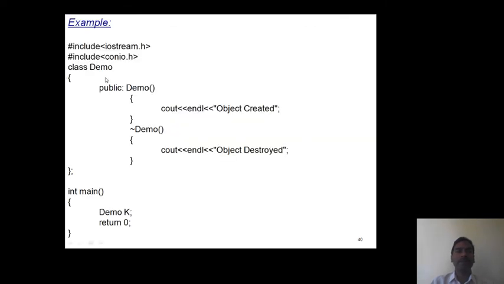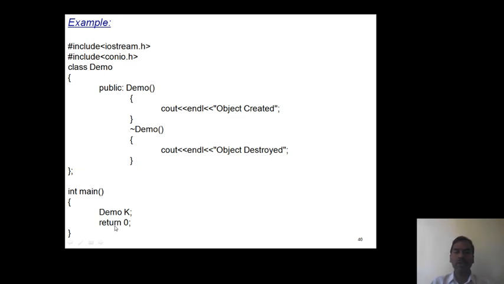Okay. Now observe this example. Here class demo. Here we place one constructor, demo, and we print a message, object created. Now this one is the destructor, tilde demo. Here we print a message, object destroyed. Class creation is completed. Now within the main function we create an object for demo. Whenever this object is created, it implicitly invokes the constructor. Hence first it prints the message object created.